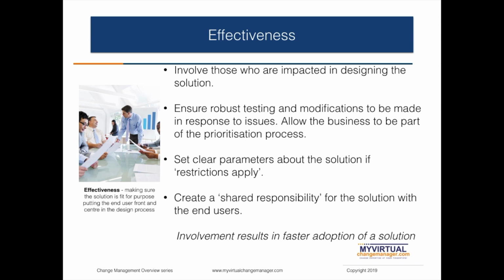So I've worked on IT projects where the project team started making decisions on behalf of the business about what the priorities and the fixes should be. And that's a massive no-no. It's actually the business who should be prioritising. It's also important to set clear parameters about the solution if restrictions apply, and to be upfront about that.